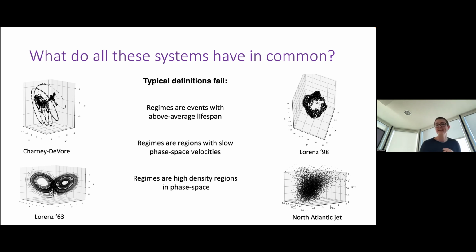So, for example, in the Charney-DeVore, as I said already before, we have this blob in the middle that is very high density, but there we would have very slow phase space velocities. And then we have these loops that come out from it that are very low density, but have high velocity. So there is no definition that would be able to capture regimes in all of these systems.